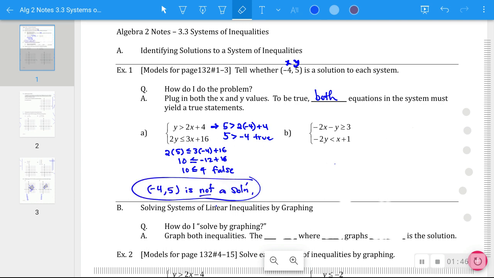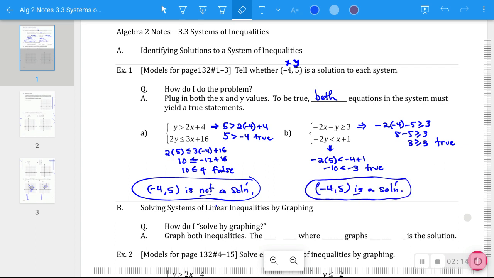so this one is not a solution. Okay, we're going to take the same point, negative 4, 5, and try it in the second one here. Again, we're putting negative 4 in for the x and 5 for the y. When you work that out, you get a true statement, 3 is greater than or equal to 3. Plugging it in the other one and working it out also gives a true statement. So the point is a solution to this system.